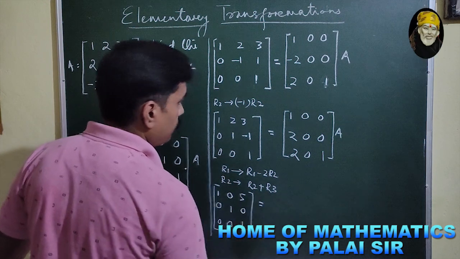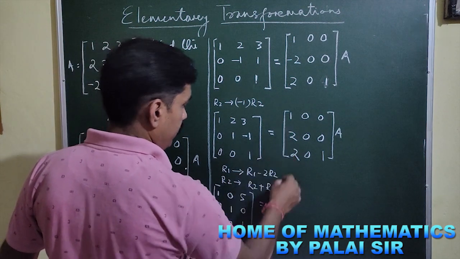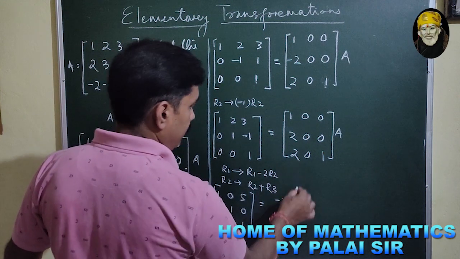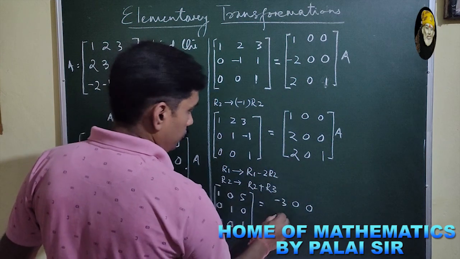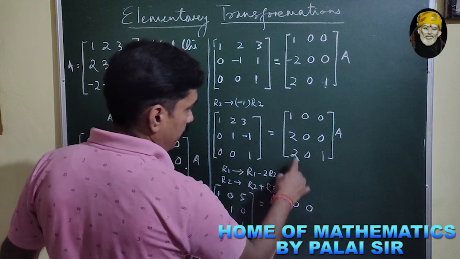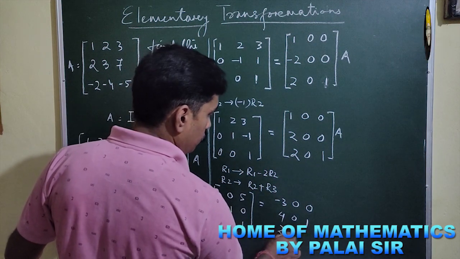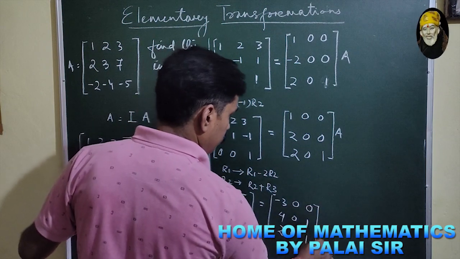This will be R1 is R1 minus 2 R3, 2 you multiply. So it will be 4, 1 minus 4, this will be minus 3. And this is 0. And this is 0. And here what you have to do? 2 plus 2, this is 4. And here it is 0. And this is 1. And here it is 2, 0, 1. This into A.